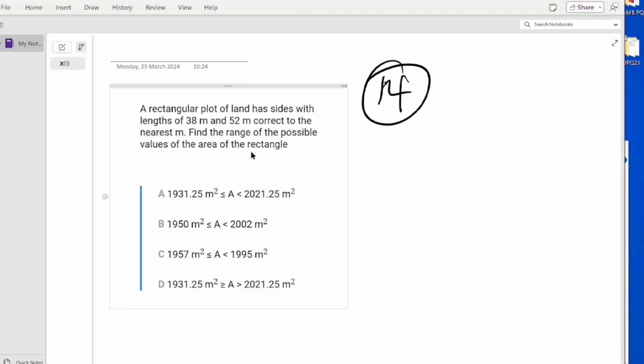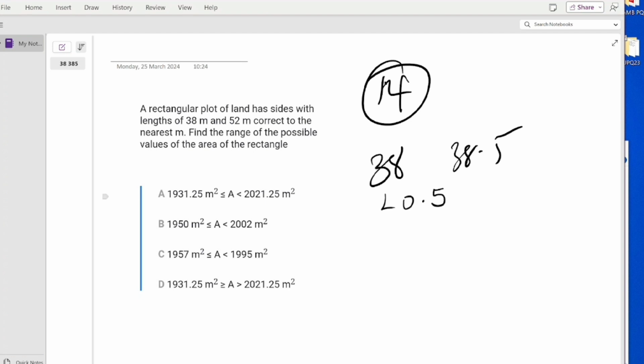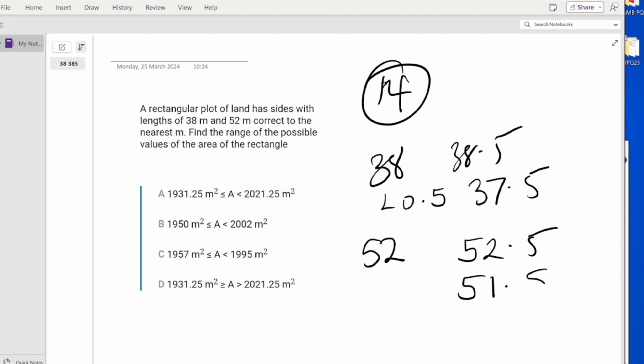So for each of them, we'll find the boundaries. For 38, the upper boundary is 38.5 and the lower boundary is 38 minus 0.5, which is 37.5. Next, 52 has an upper boundary of 52.5 and a lower boundary of 51.5.